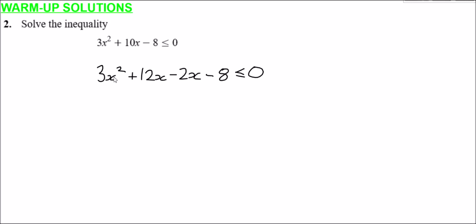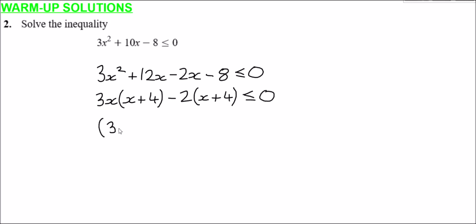So this bit will factorise. We can factorise out a 3x, and we have in brackets x plus 4. Then over here we've got minus 2, then in brackets x plus 4, and again less than or equal to 0. So we've got this x plus 4 bracket twice, so we can then put the 3x minus 2 into its own bracket. So we have 3x minus 2, x plus 4, less than or equal to 0.